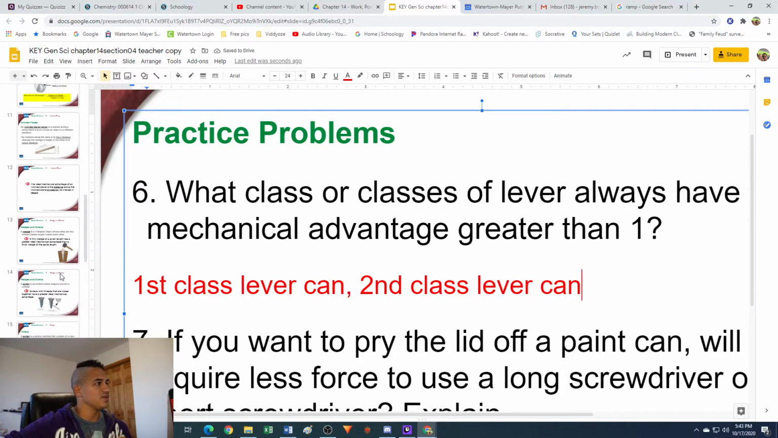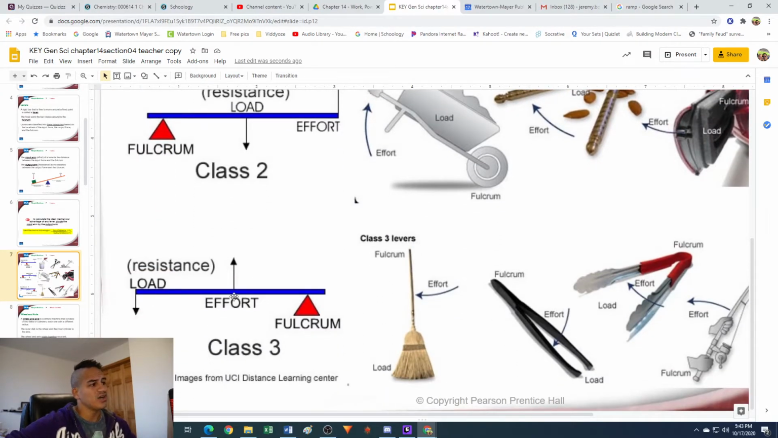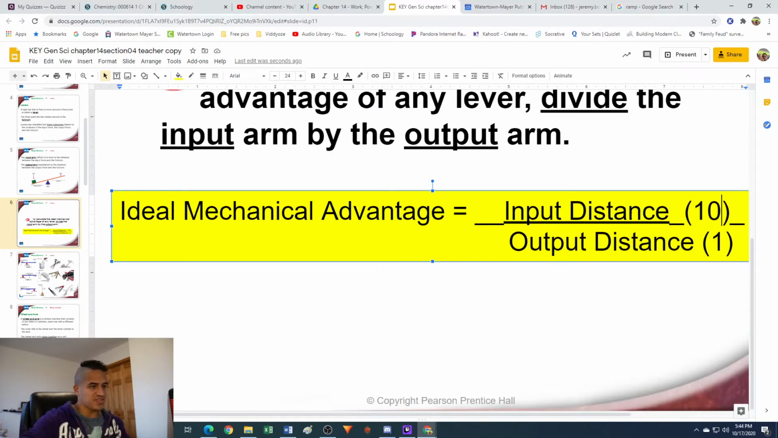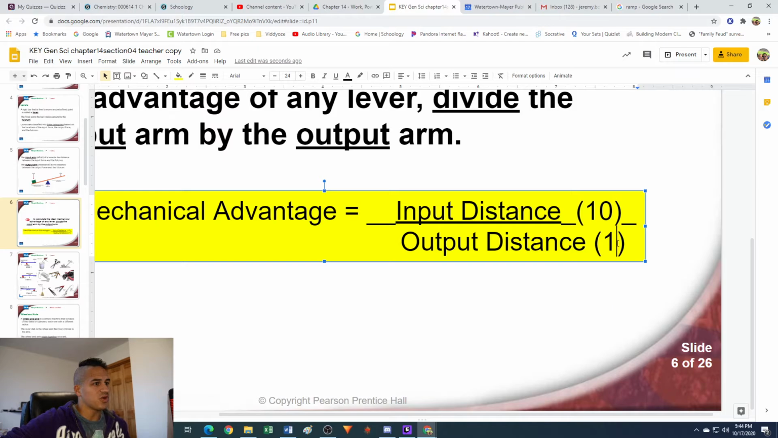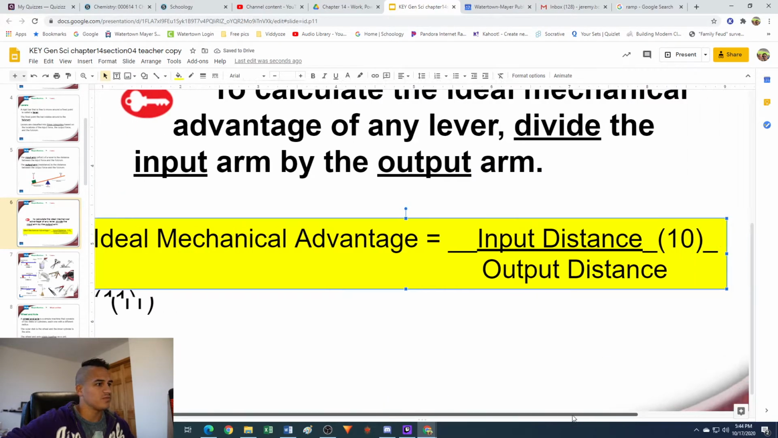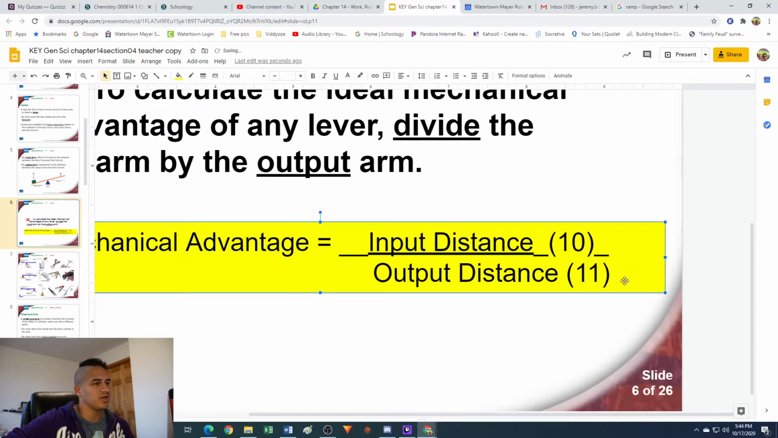What about a third class lever? So let's take a look at a third class lever. So third class lever, our input is in the middle, and our output is on the outside, which means that even if we put our input all the way over here by our output, it will always be shorter than the output will be. Which means that when we do the math here, the input distance, even if it's 10, the output distance will always be a little bit larger. Okay, in this case, maybe it's, this is not working the way I want it to. There we go.